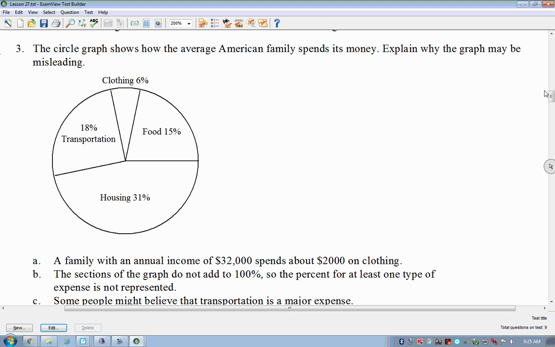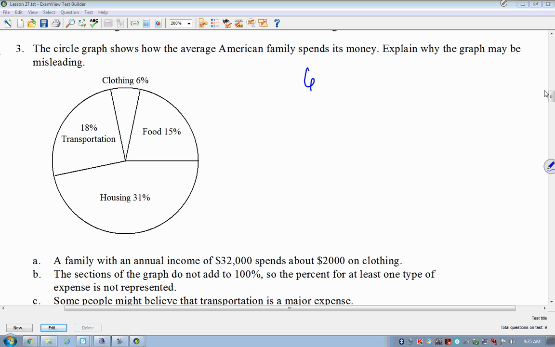So there you go. All right, the circle graph shows how the average American family spends its money. Explain why the graph may be misleading. Caden's got an idea. Caden, what do you think? Right. Does it appear that the percentages actually represent the total? What should the total percentage actually come up to? It should be 100%, right? So, what's our total? Let's go ahead and add it up.